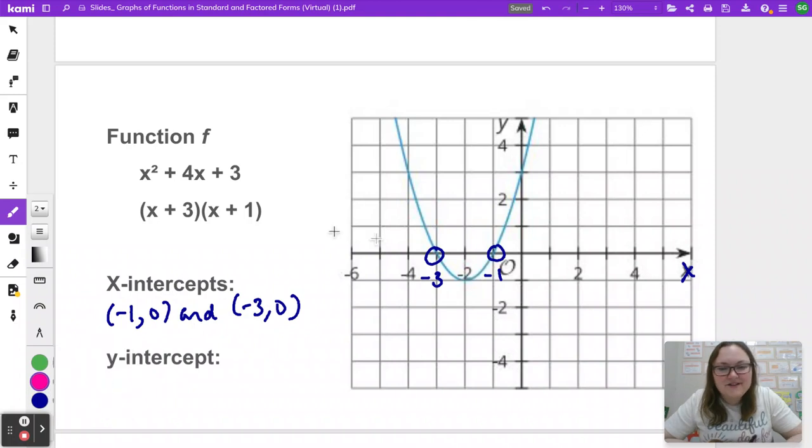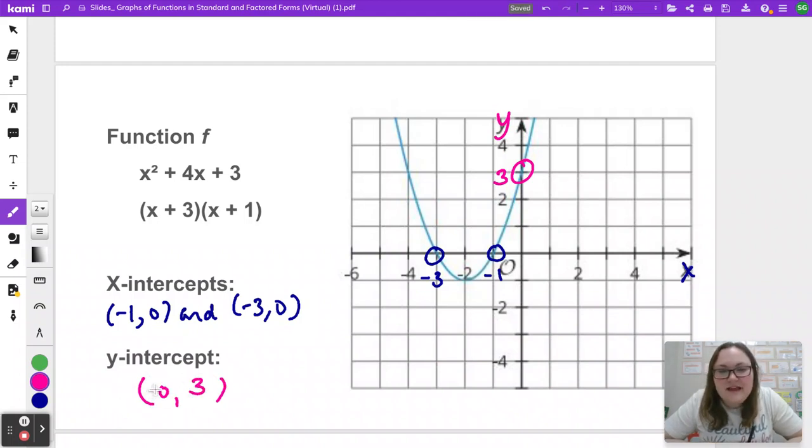Our y-intercept is right here, same idea, where our graphed line, that blue parabola, crosses our y-axis, and that is at the number 3. So our y-intercept is at 0 on x and 3 on y, at the point (0, 3).